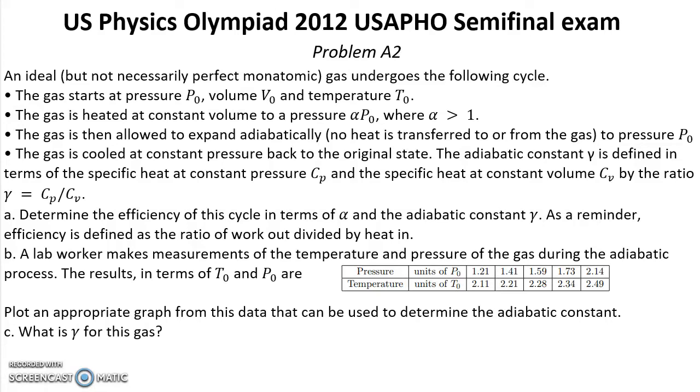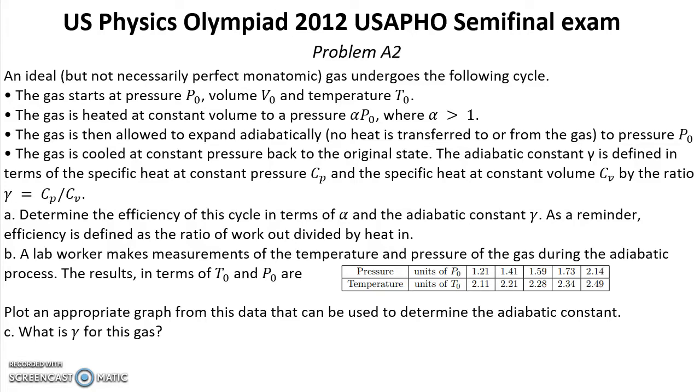Problem A2. Solution for this problem you can find below this video in the reference of the description. An ideal but not necessarily perfect monatomic gas undergoes the following cycle. The gas starts at pressure P0, volume V0, and temperature T0. The gas is heated at a constant volume to a pressure alpha P0, where alpha is greater than 1.